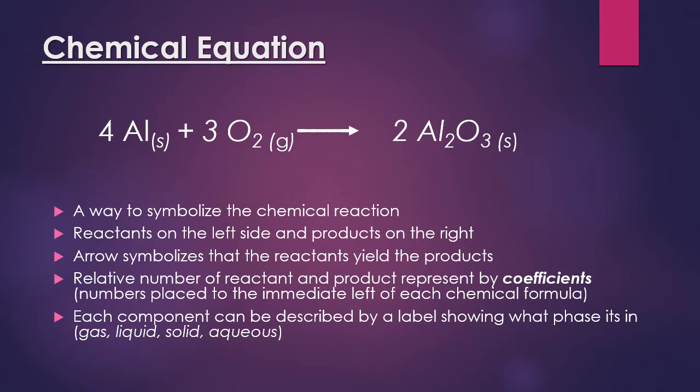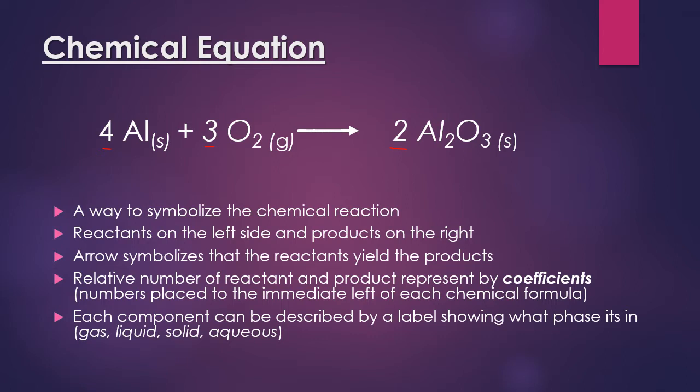Some other key points of a chemical equation: you'll notice that there are these coefficients in front of each element or compound. Those coefficients are going to be very important when we talk about balancing equations. Those coefficients are making sure the atom count is the same on both sides. We'll get into that a little more in a moment.